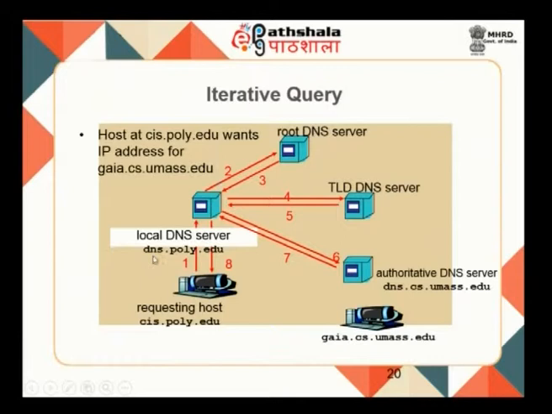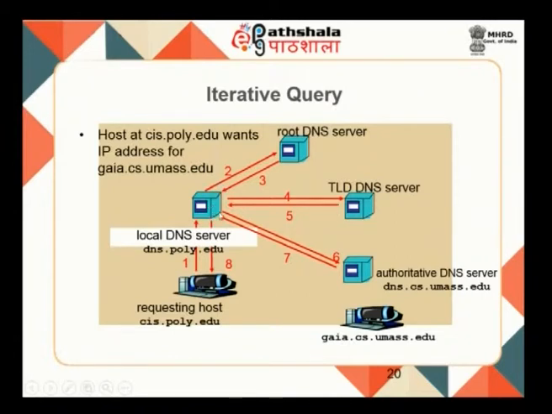Let us say the local DNS server is located at dns.poly.edu, and it in turn contacts the root DNS server, asking for the address gaia.cs.umass.edu. Now, the root DNS server may not have the IP address for this particular domain name, but it will definitely have the address of the DNS server for .edu. So, it will give back information to the local DNS server saying, I do not know the complete address that you are looking for, but I can tell you the address of the top level domain server, which is the edu server. So, that edu server information will come back.